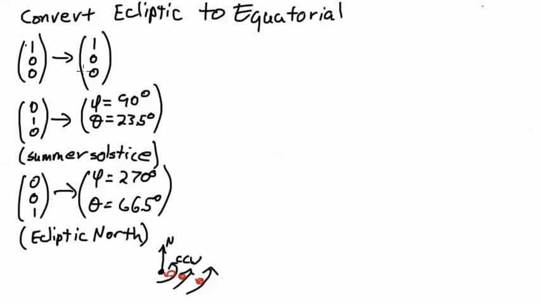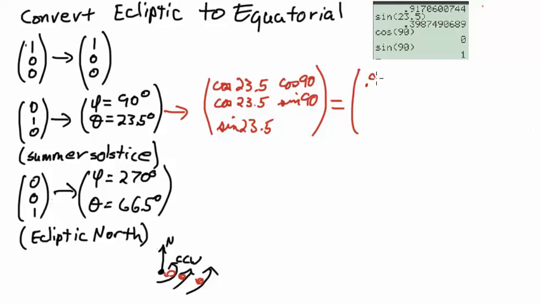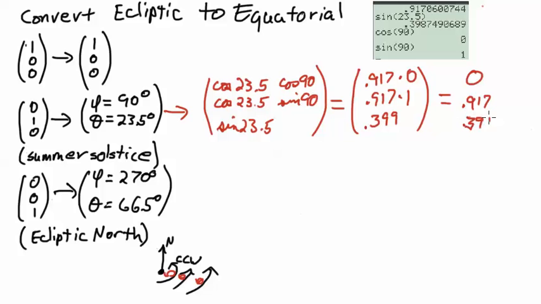Now, this one is already done. This one, I need to map it into orthogonal coordinates, which means this is going to be the sine of 23.5, and the x and y will have cosine 23.5 factored in, and cosine 90, sine 90. Now the cosine of 23.5 is 0.917, and the sine of 23.5 is 0.399, let's round it to 0.3987, or rather, to 4 significant digits.